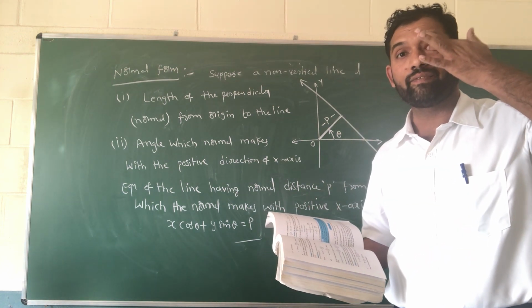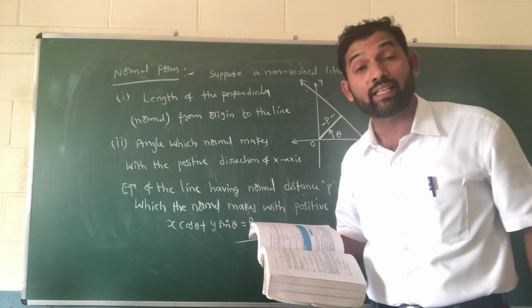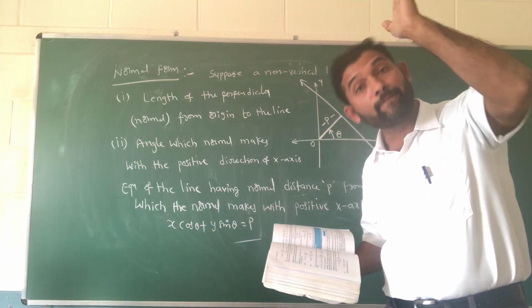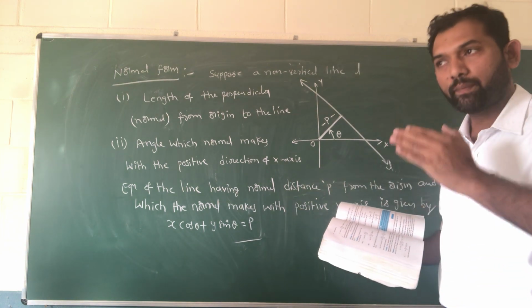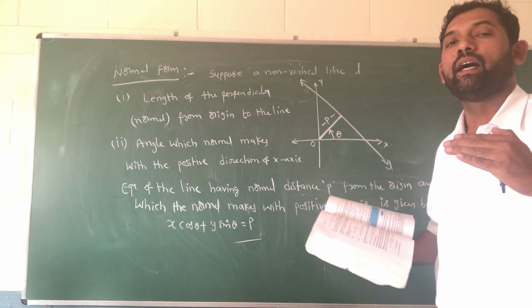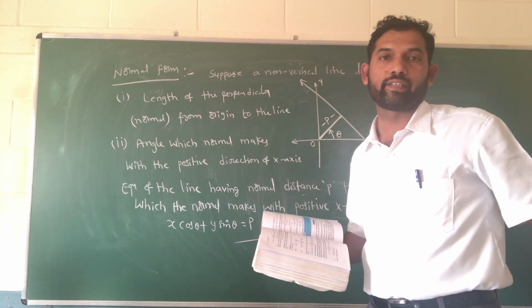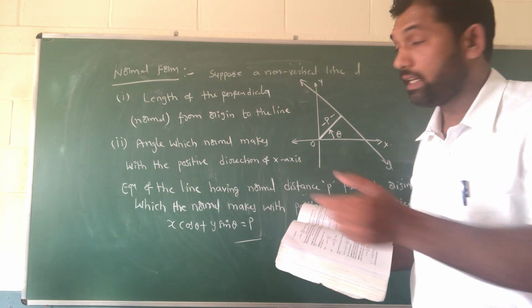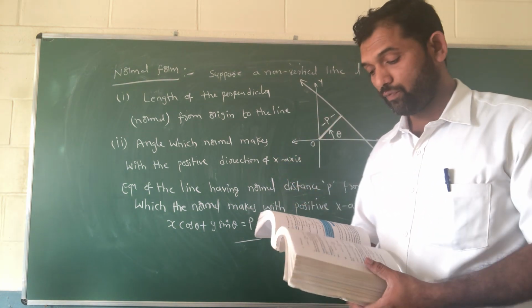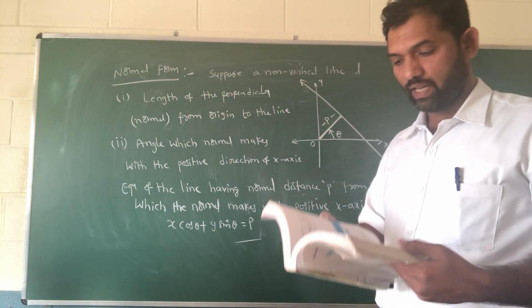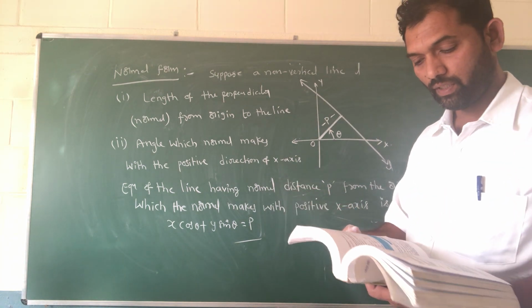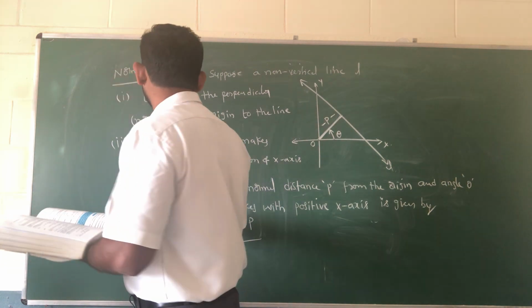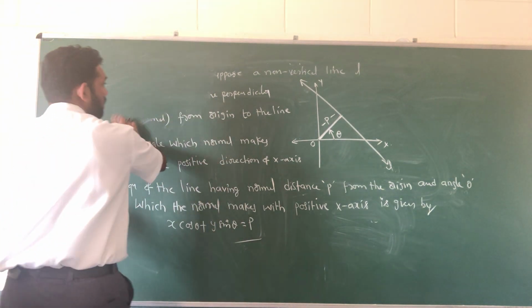If the perpendicular distance from the origin to the line is given, and that perpendicular makes some angle theta with the positive direction of x-axis, then with theta and the perpendicular distance, that is the formula for the equation of the line. So now write one example problem on this, the last problem.